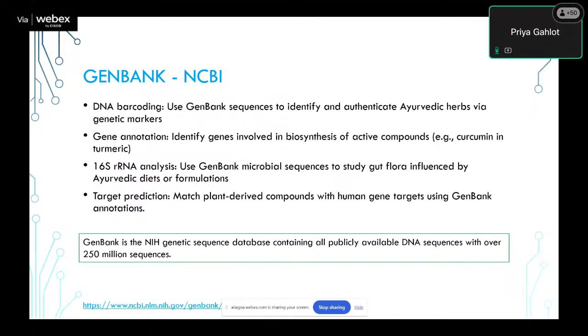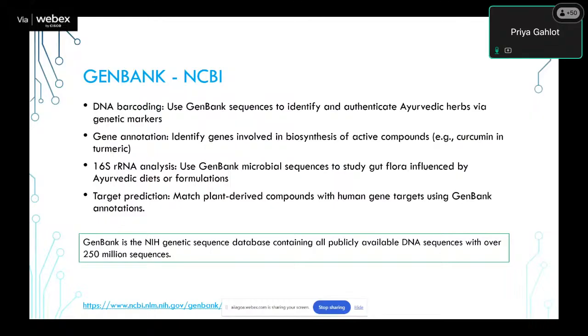We can use GenBank sequences to identify and authenticate Ayurveda herbs using certain genetic markers. There are certain gene annotations, like identifying genes involved in biosynthesis of active compounds, that we can do using GenBank. There is 16S rRNA analysis that we can also do by using GenBank microbial sequences. We can study gut flora which is influenced by Ayurvedic diet or formulations. We can also do target prediction using GenBank data.